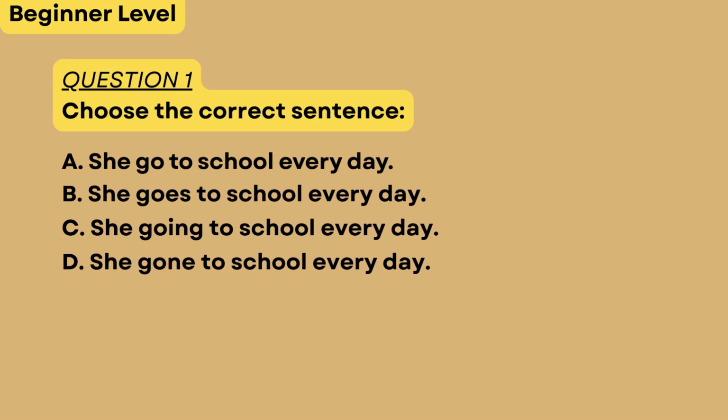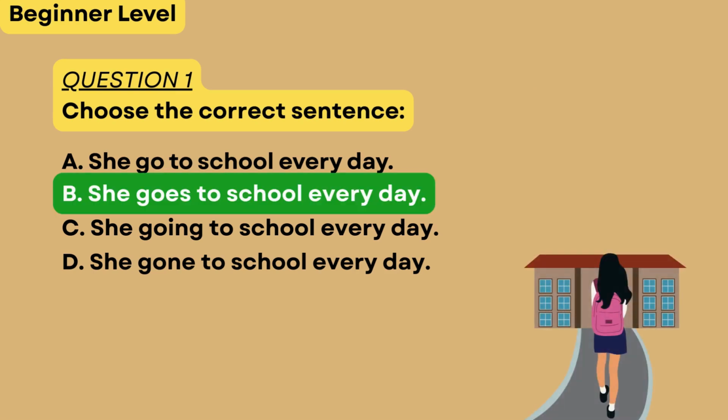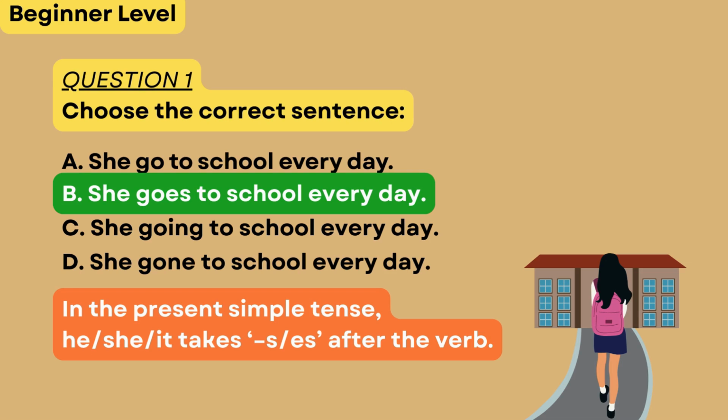The correct answer is B. She goes to school every day. In the present simple tense, he or she or it takes s or es after the verb. So we say she goes, not she go.